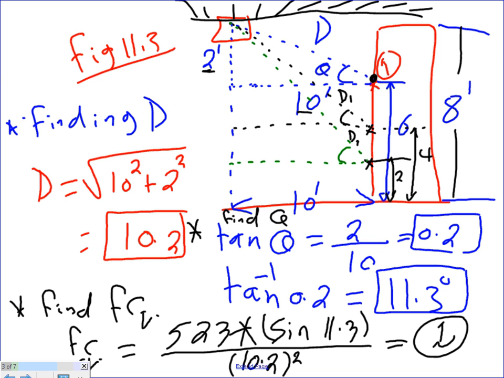So I need to find D. How do you find D for a right angle triangle that has 2 sides, one is 2 and one is 10? Use the Pythagorean theorem: square the 2 sides, add them up, and take the square root. That will give you a distance of 10.2. Any question, guys, about finding the distance?